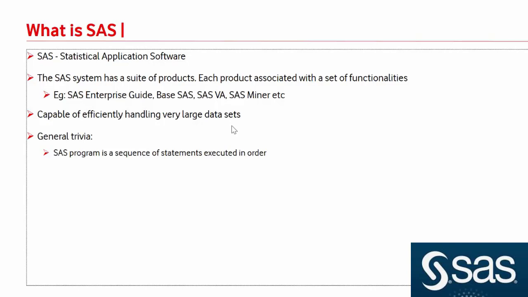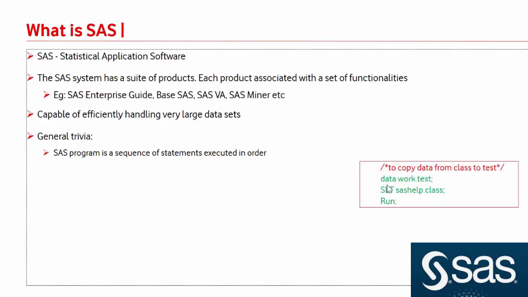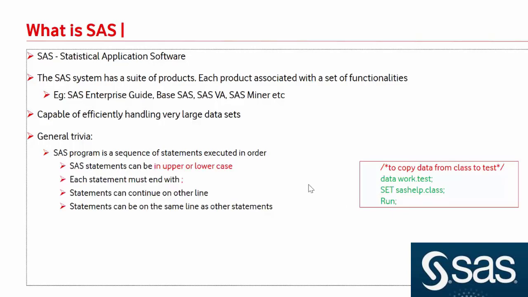Basic rules about how SAS code works. First and foremost, a SAS program is executed in sequence order, top to bottom. First data, then set, and then run. SAS statements are case insensitive. They can be in uppercase or lowercase. You can see in the example, data is completely lowercase and set is completely in uppercase, whereas run is a mix of both.